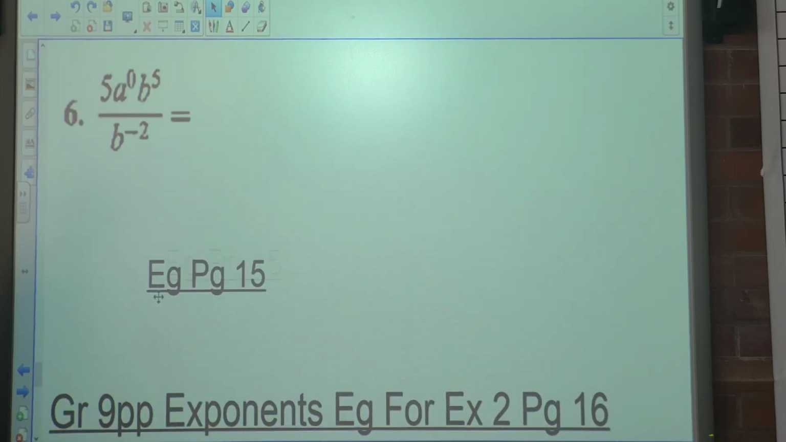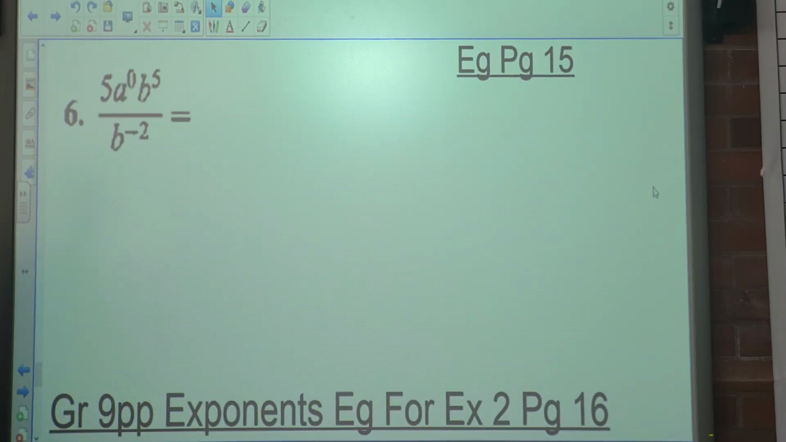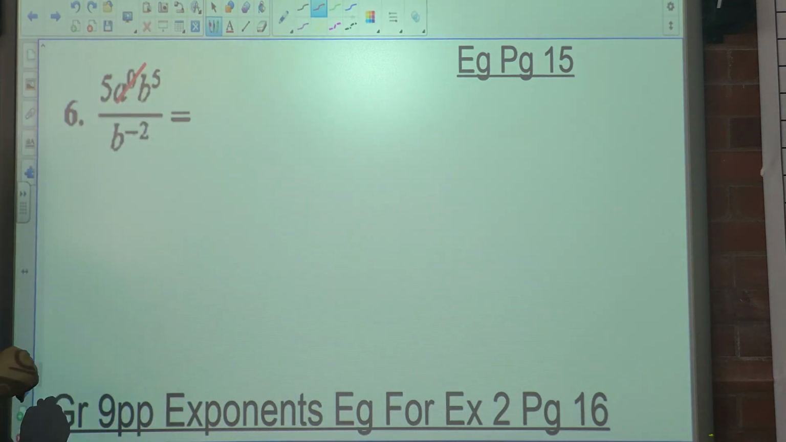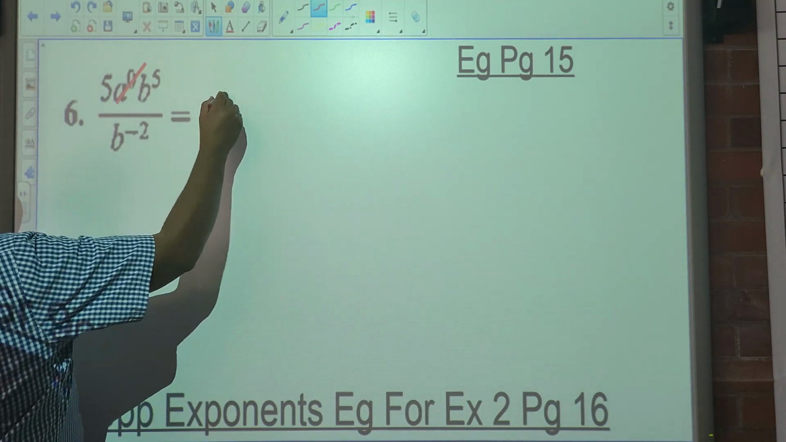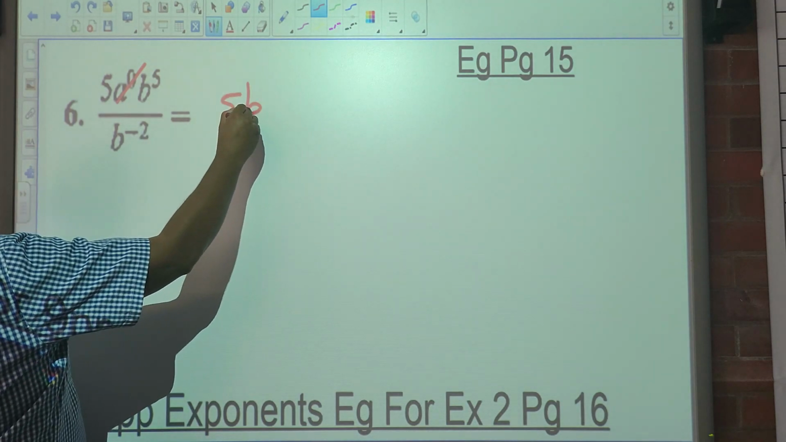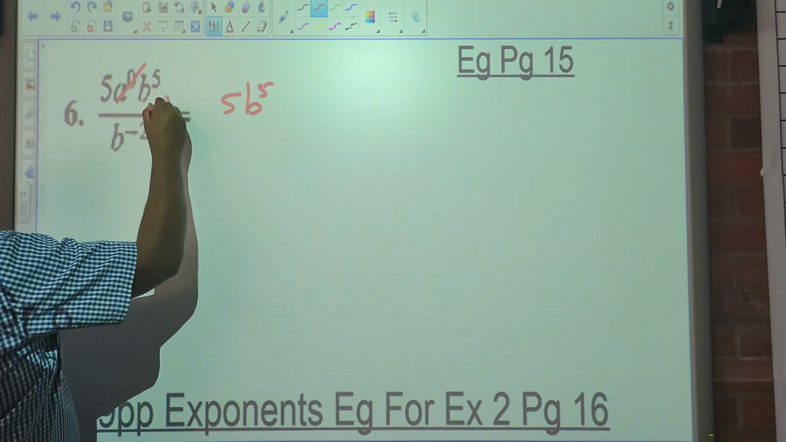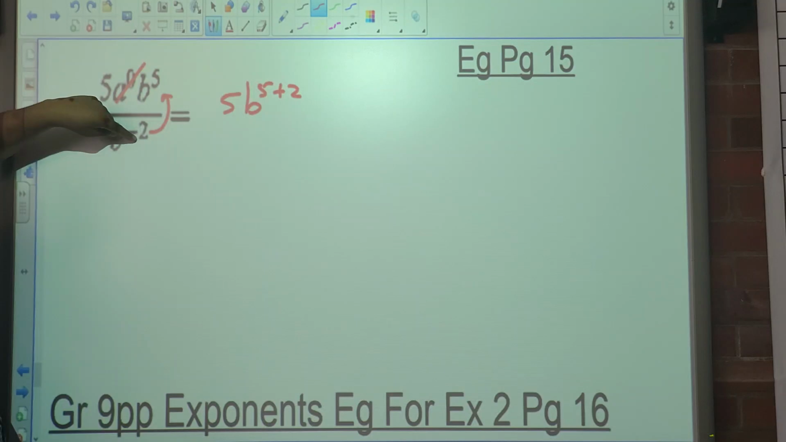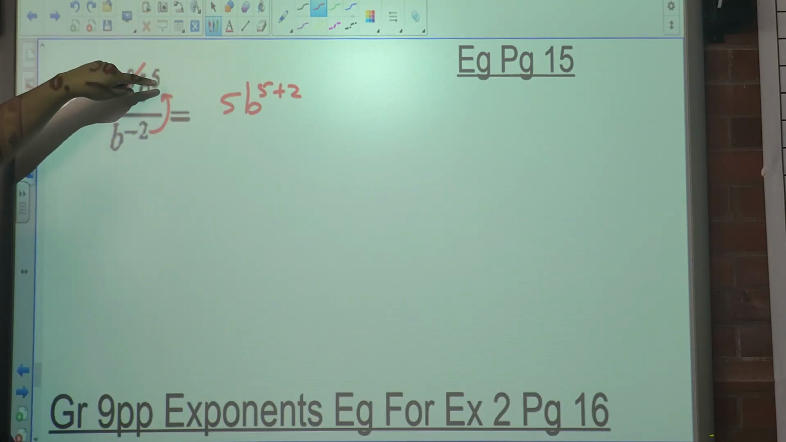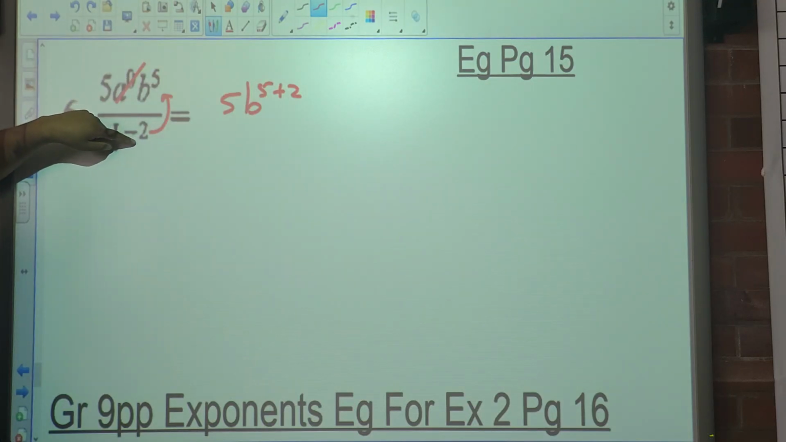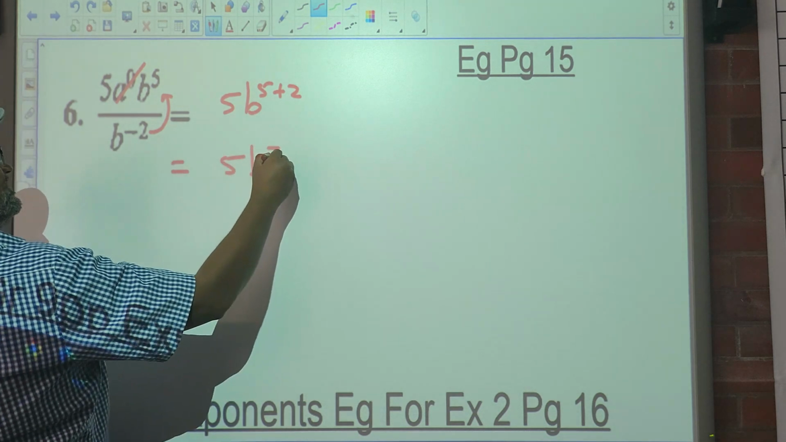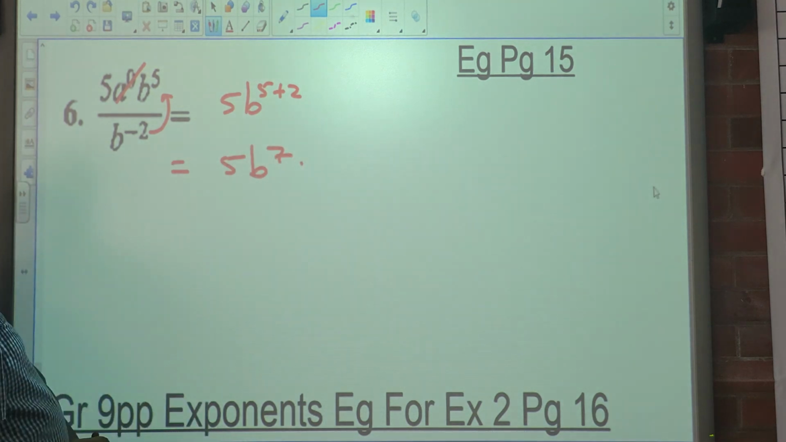But anything to the power 0 is 1. That becomes 1. Where are there more b's, on top or at the bottom? On top. So it will be 5b to the 5 plus 2. Remember, that becomes 5 minus this number here. So it's 5 minus minus 2. That becomes 5 plus 2, which is 5b to the exponent 7.